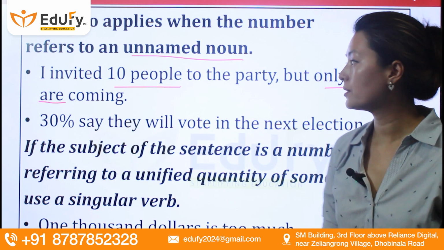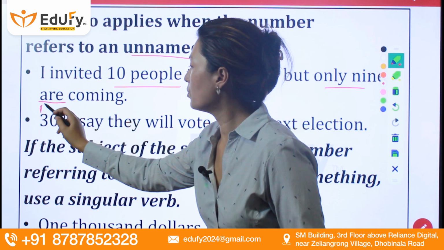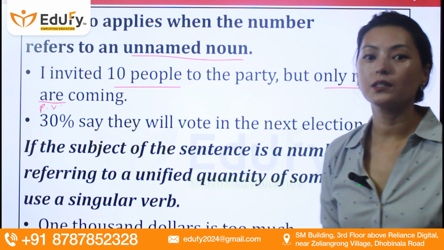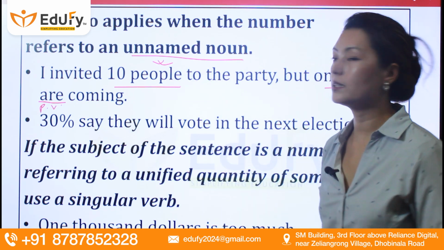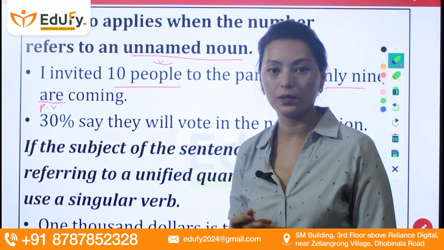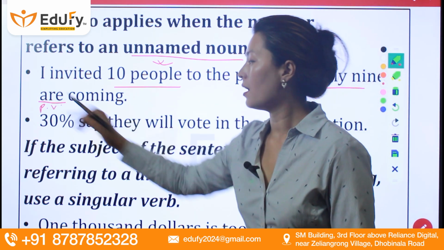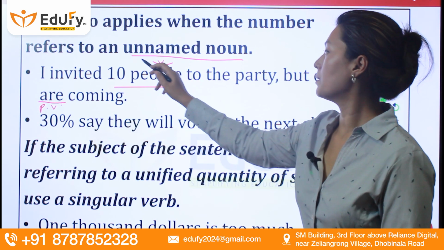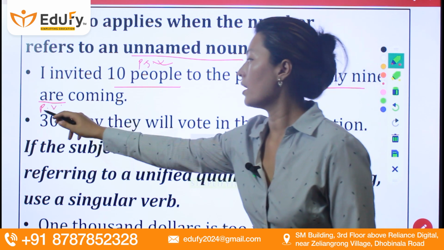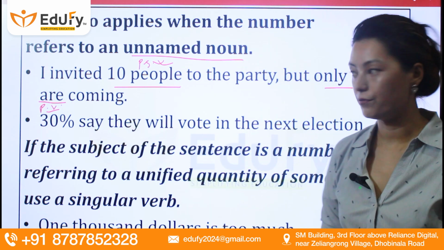Now, why did I specify this as the plural verb? Because I'm talking about people, which is a group, not a singular person, right? So 10 people means what? Are coming. Because this is a plural subject, therefore I've written a plural verb.